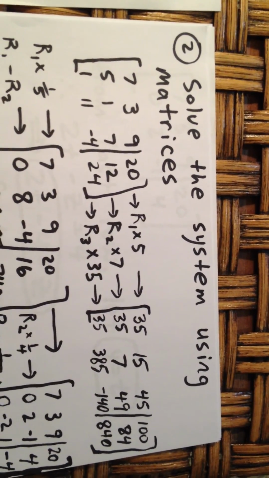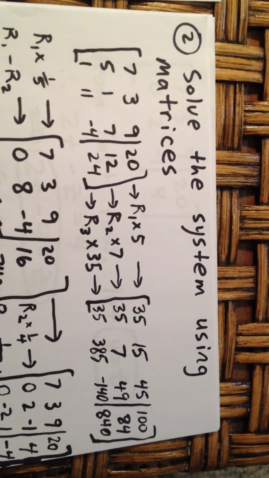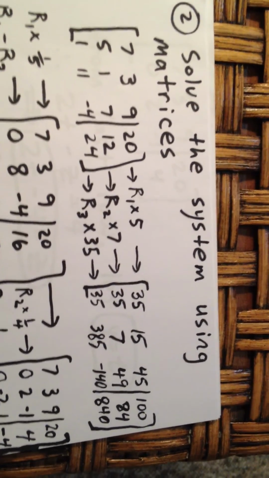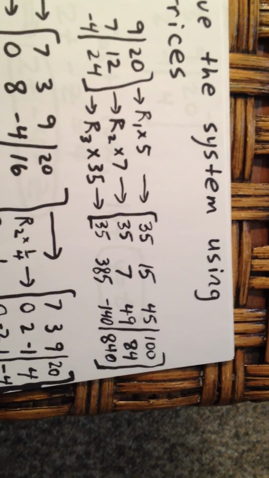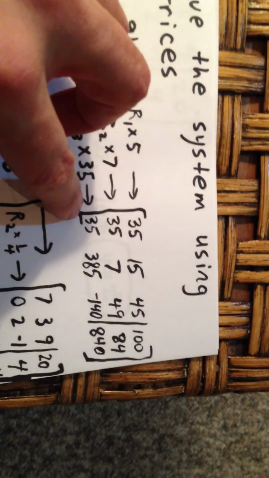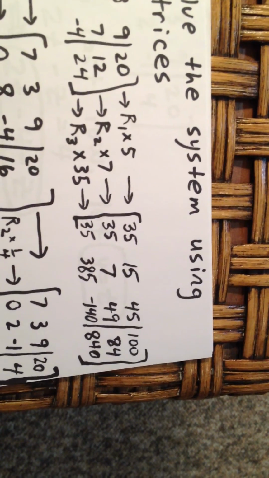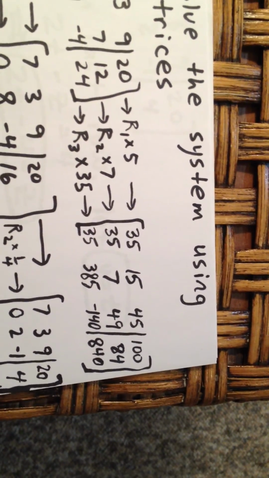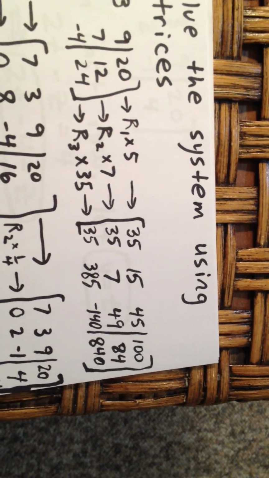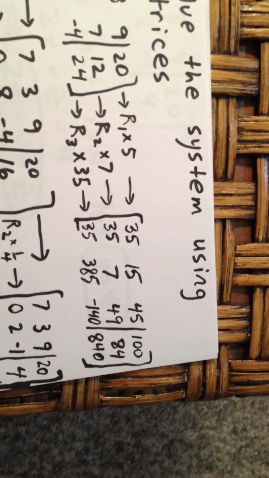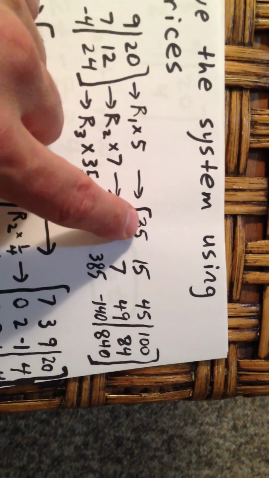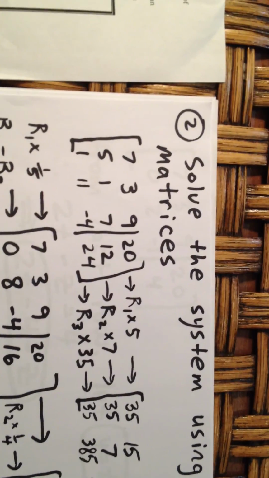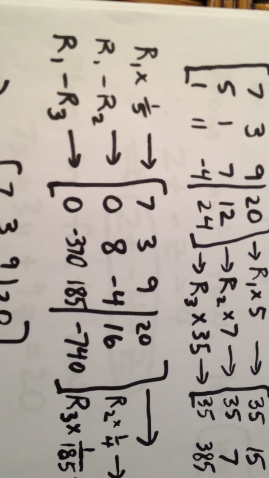So, using elementary row operations, we see that we can multiply row 1 by 5, row 2 by 7, and row 3 by 35 to set up the same numbers in the left-hand column of the matrix. We can then use elementary row operations and evaluate row 1 minus row 2 and row 1 minus row 3, and at the same time we can reduce row 1 back to what it originally was by multiplying through by 1/5. And that gets us to this row here.